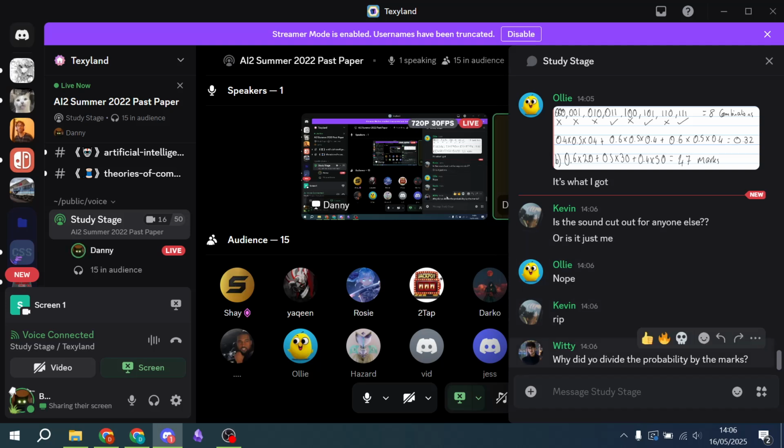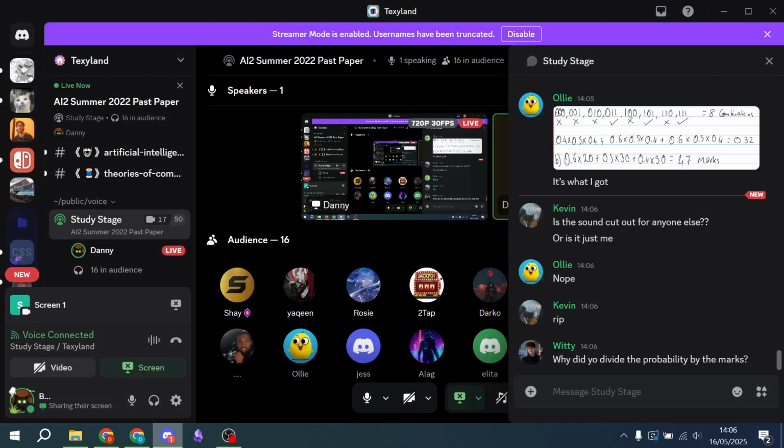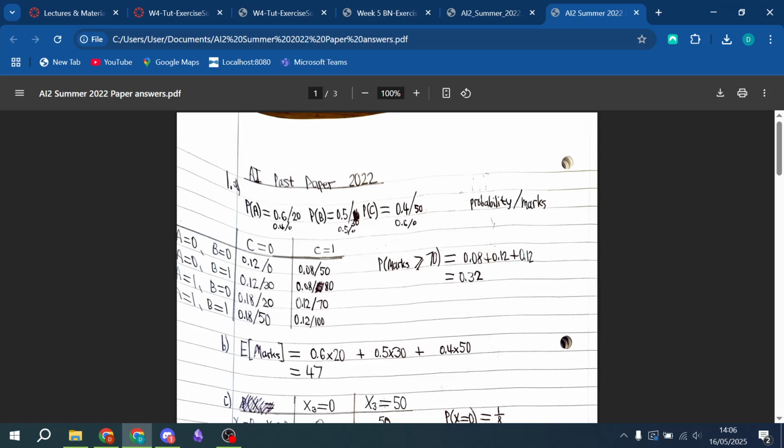Why did I divide the probability by the marks? Oh, I didn't divide it. It's just bad notation. I just wrote a slash. It's not dividing. So this is a 0.6 chance of getting 20 marks. It doesn't mean divide. I just wrote it badly.